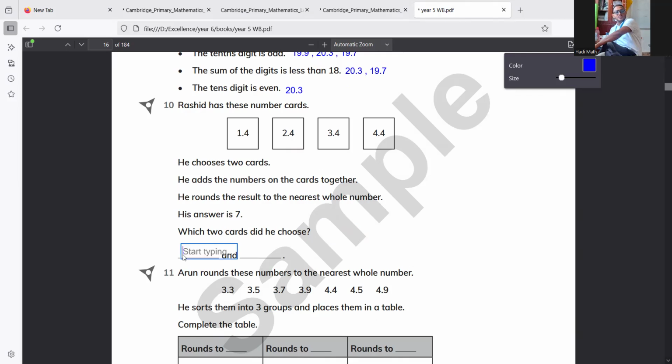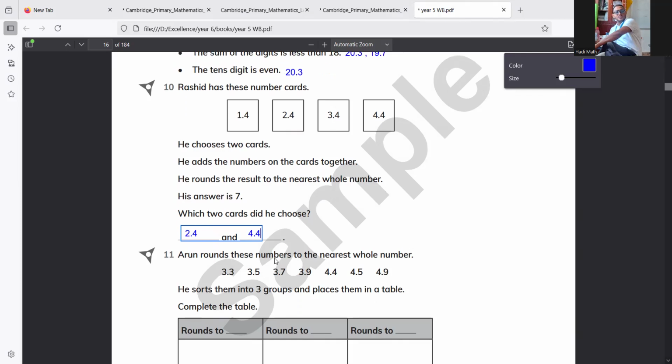The answer is 2.4 and 4.4, because those two numbers give me 6.8, and 6.8 will give you 7 when you round to the nearest whole. If you would like to try this one, 3.4, this one will give you 7.8. 7.8 to the nearest whole is going to give you 8, not going to give you 7. So those are the only two answers, or those are the two points.